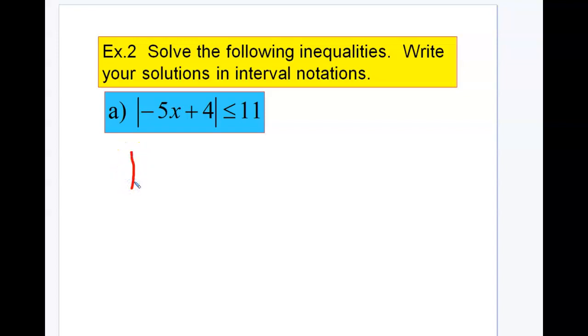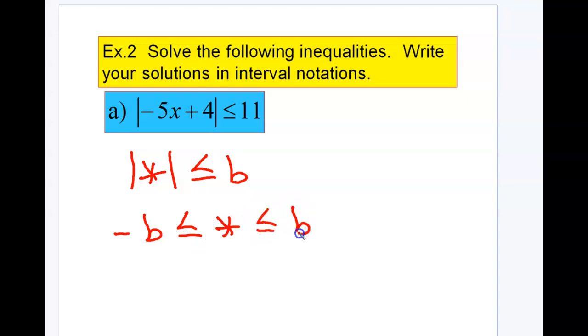If you have the absolute value of something, and this absolute value is less than or equal to b, basically what we do then is we would say negative b is going to be less than or equal to whatever my star is, less than or equal to positive b. So this example would follow that rule.